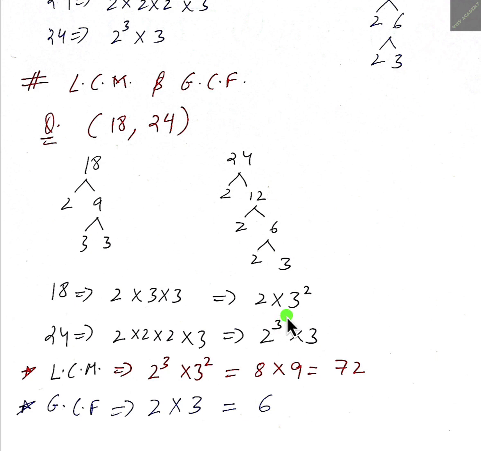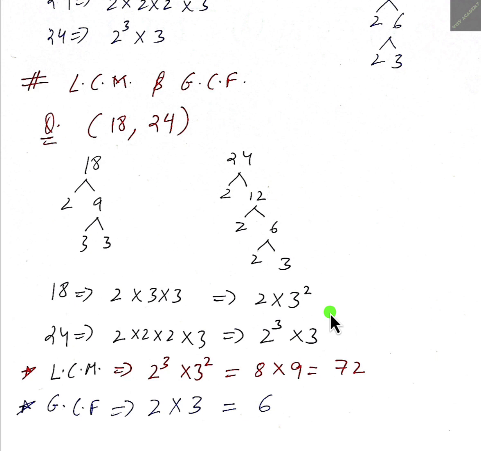Now in order to find LCM, we have to take the common numbers and uncommon numbers also. Here 2 and 3 are both common. If there would have been any other prime number which is not common, say for instance there was a 5 here, we would have taken that also in our product. We take the common prime factors with the biggest power, and also the uncommon numbers.